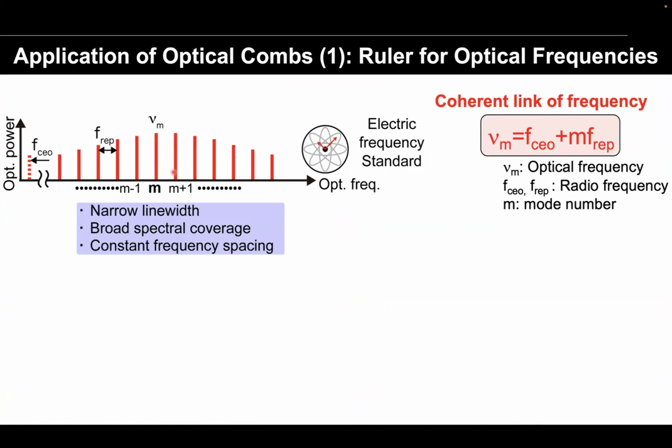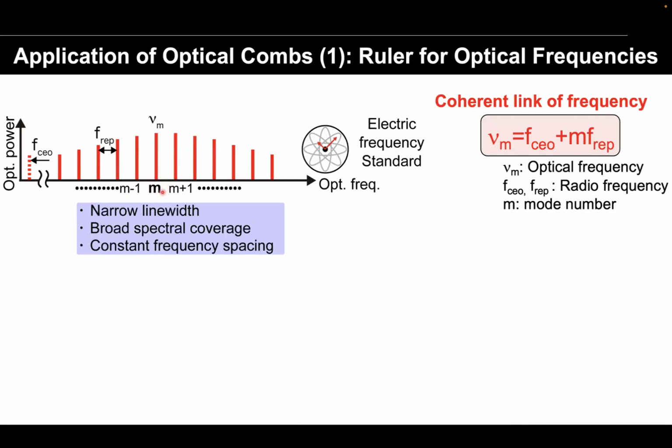OFC is composed of a series of frequency spikes regularly separated by a constant frequency, and has both the feature of narrow linewidth and broad spectral coverage together with a constant frequency spacing. The most important characteristic of OFC is given by this simple equation, where nu_m is the optical frequency of each OFC mode, f_CEO is the carrier envelope offset frequency, f_rep is the frequency spacing, and m is the number of the OFC mode.